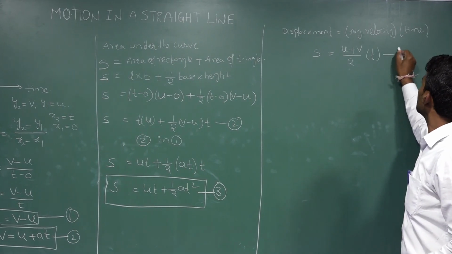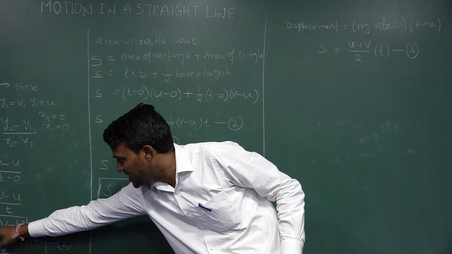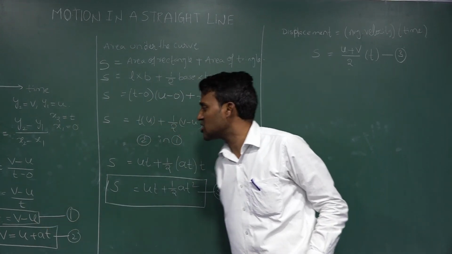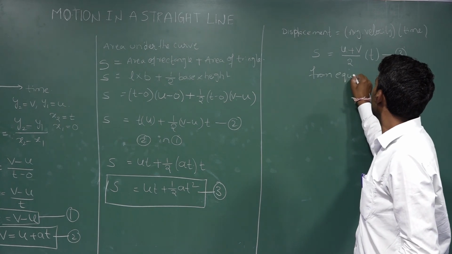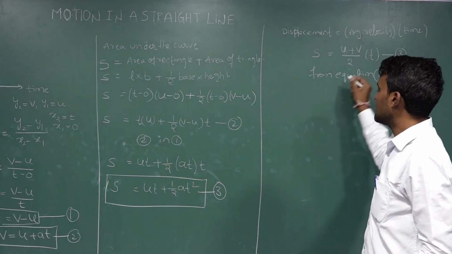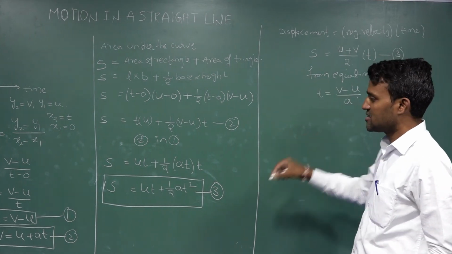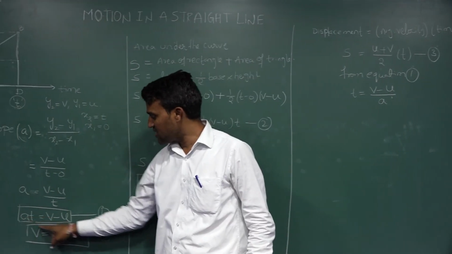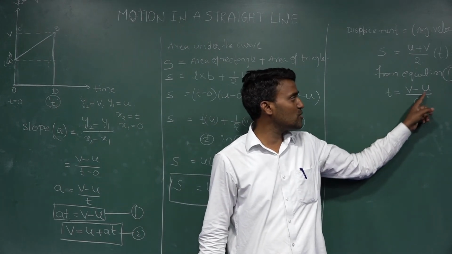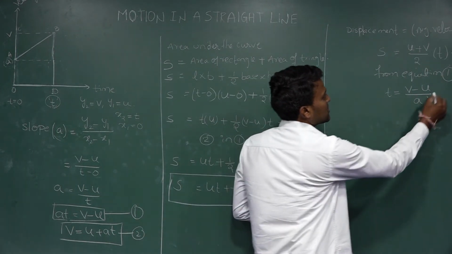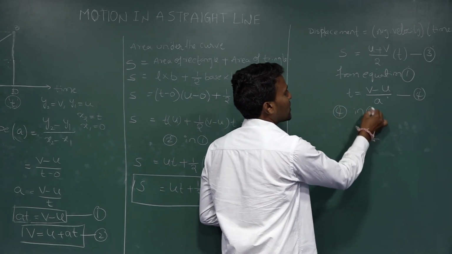Now, this is equation number 3. From equation 1, at is equal to v minus u. So t is equal to v minus u divided by a. Just from equation 1, if I take a to this side, t is equal to v minus u by a. This is equation number 4. Substitute equation number 4 in equation 3.